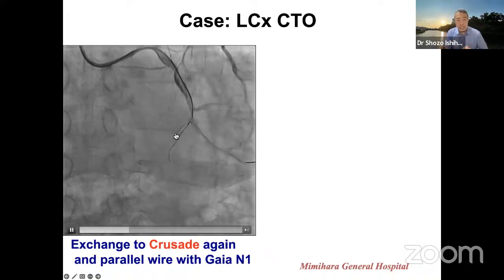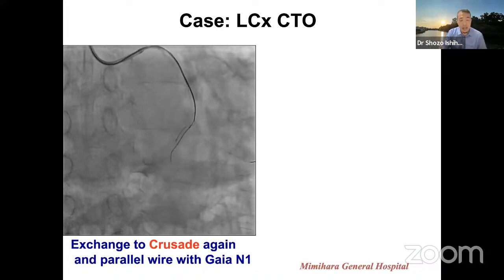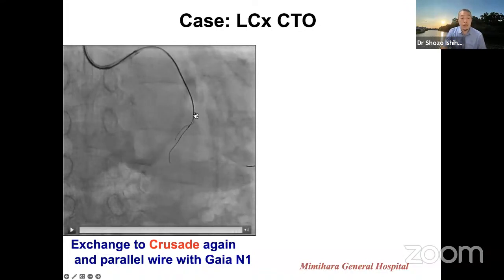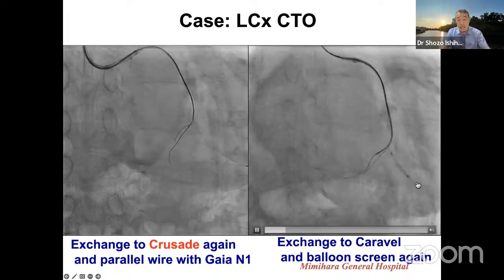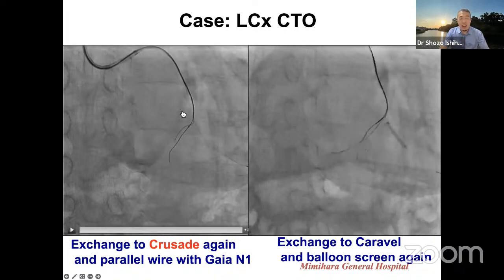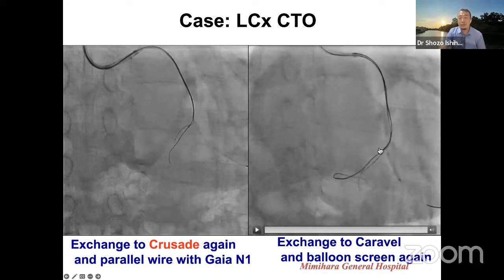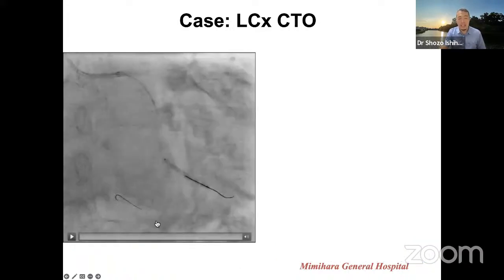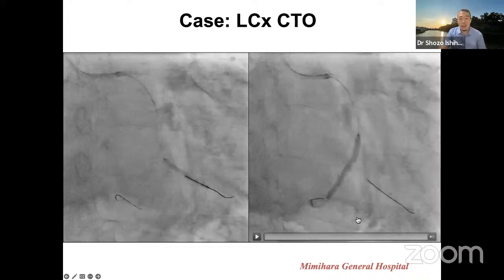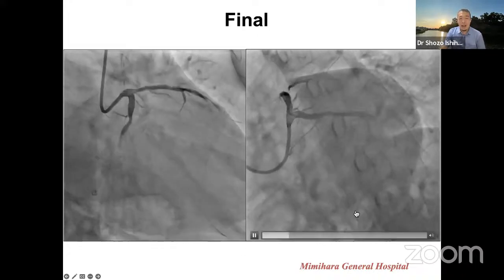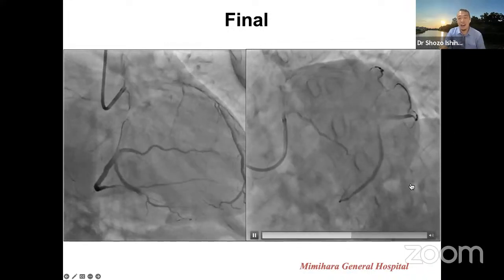So at this point, we should change the microcatheter from Caravel to DLC Crusade again, and use the parallel wire technique with Gaia Next 1. And fortunately, the wire could advance, but it was still difficult to cross more distally. At this point, change from DLC to Caravel again, and balloon screen again. So finally, Caravel can advance into the CTO, and with the support of balloon screen and also the microcatheter, the Gaia Next 1 wire could cross the CTO region with a bending. And after crossing the wire, putting in two stents, the final result is acceptable, very nice.